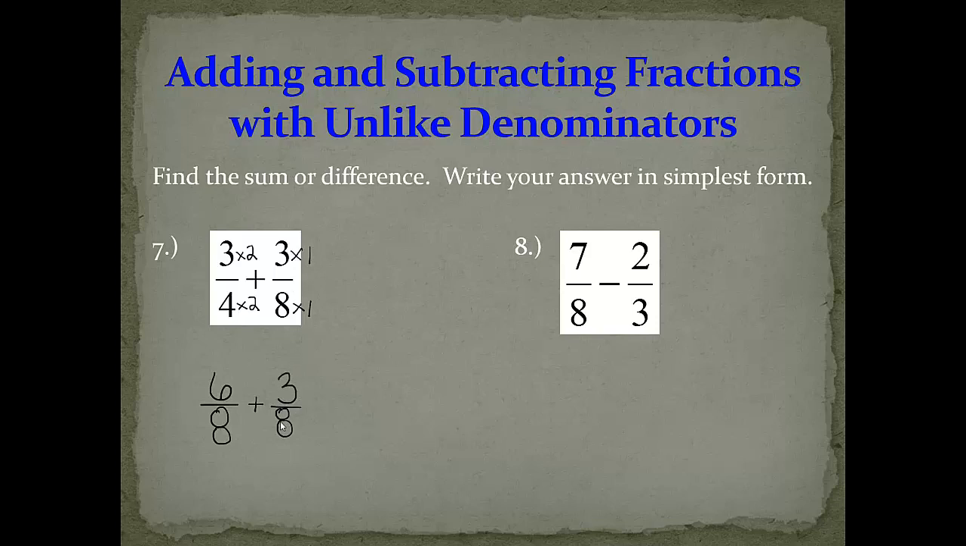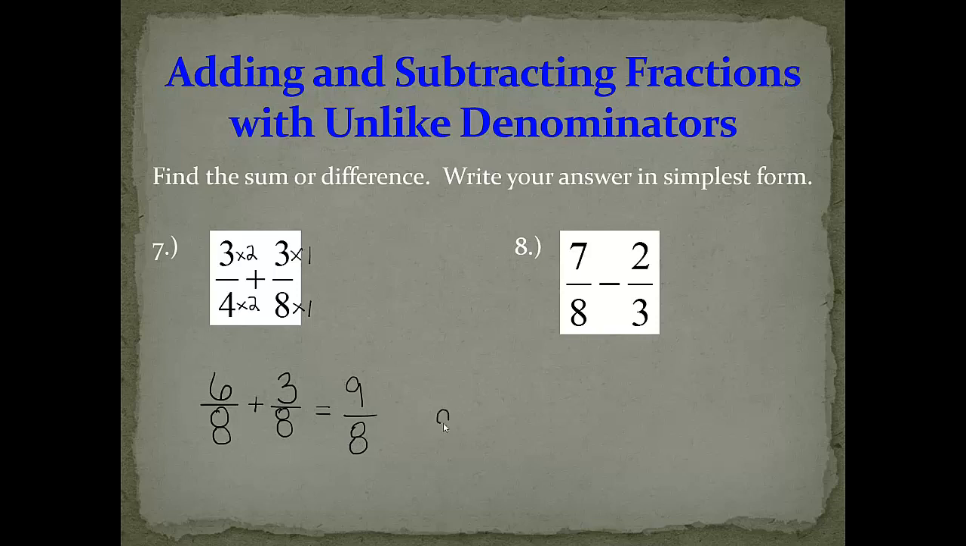Now we can go ahead and add our numerators. 6 plus 3 is equal to 9. And our denominator stays the same. It stays 8. 9/8 is an improper fraction. So we need to divide to make this into a mixed number.